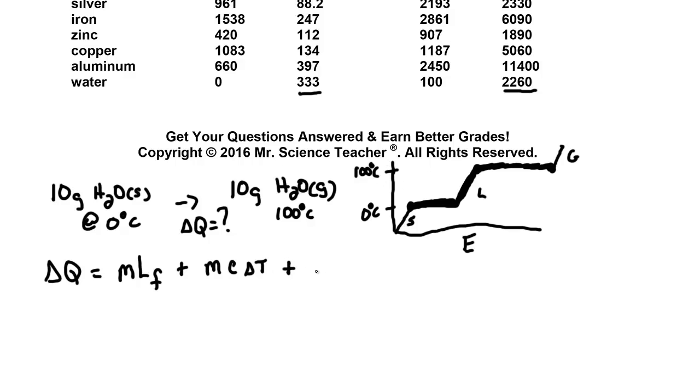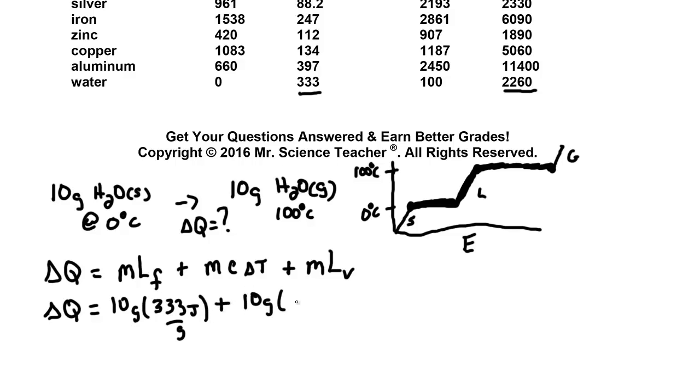Then we're going to take that mass and add more energy and go through the latent heat of vaporization. All right, so we have 3 steps to do. So we have our mass, which is 10 grams, and our latent heat of fusion. The latent heat of fusion is 333 joules per gram. Then we add the mass, 10 grams, and the specific heat of water. If you forgot, it's on the previous day's data table, but it's 4.186 joules per gram degrees Celsius.